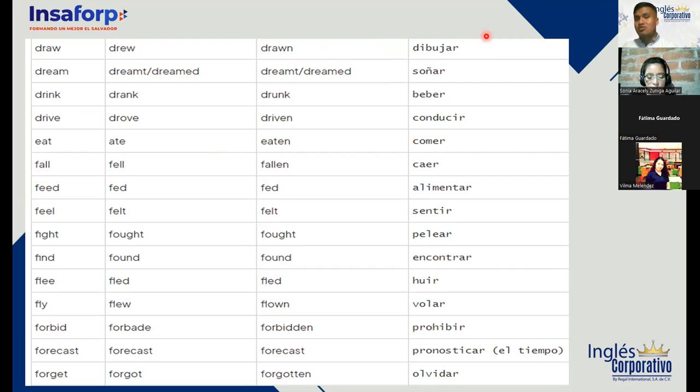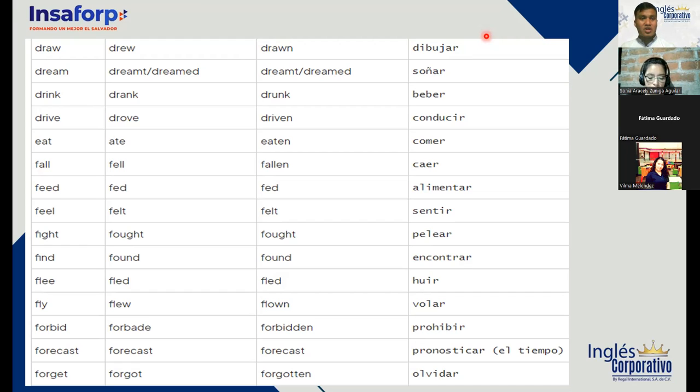¿Sí? Que escriba su nombre abajo so I have an idea of who that photo belongs to. Because sometimes it's very difficult for me to understand who is who, because you never write your name. So if you are sending a picture in the WhatsApp group, please put your name below the photo or the screenshot so I know who that picture belongs to, okay?